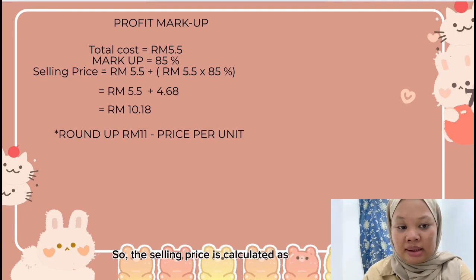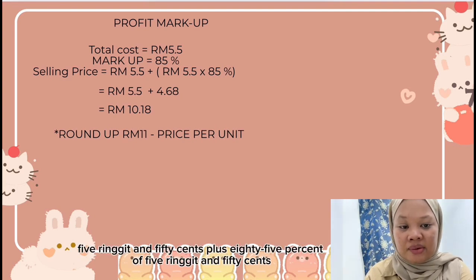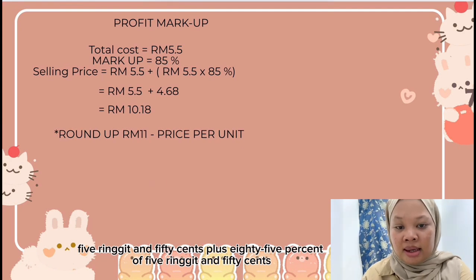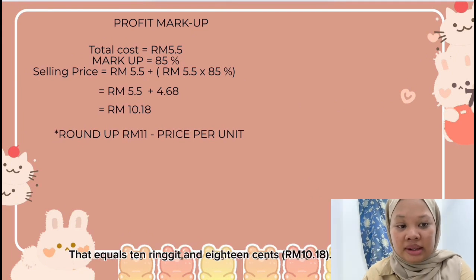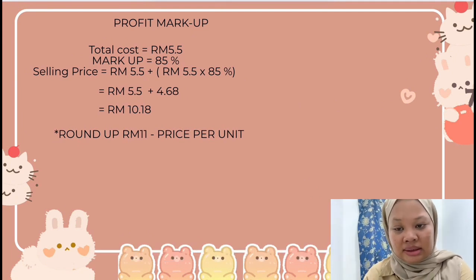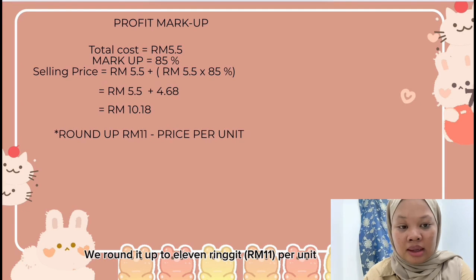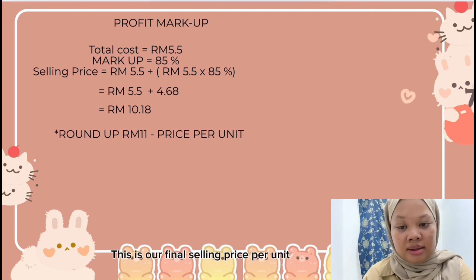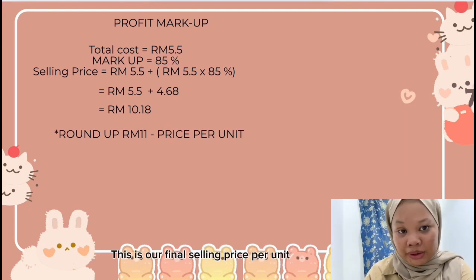So, the selling price is calculated as 5 ringgit and 50 cents plus 85% of 5 ringgit and 50 cents. That equals 10 ringgit and 18 cents. We round it up to 11 ringgit per unit. This is our final selling price per unit.